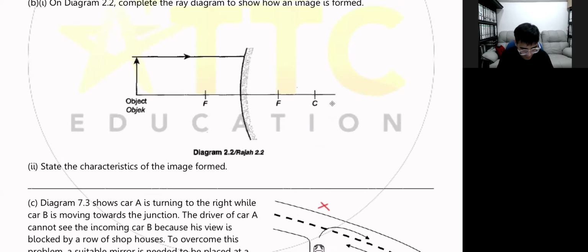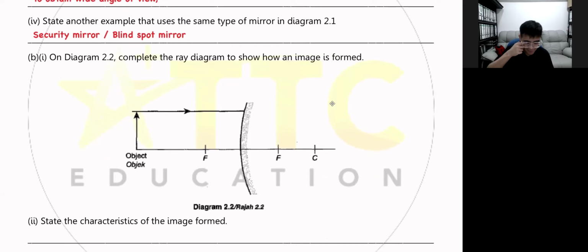Okay. So if you go back to question B1, the question says, on diagram 2.2, complete the ray diagram to show how an image is formed. The convex mirror is also a diverging mirror, right? So just now we said, if it's a diverging mirror, it means the light rays, after hitting the mirror, will be spread out. But because it's a mirror, your light ray should be bounced back to where the light rays come from.